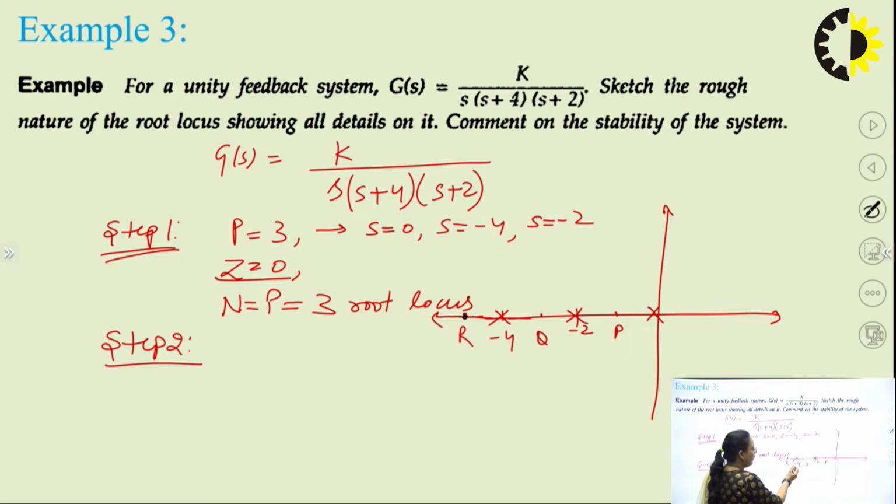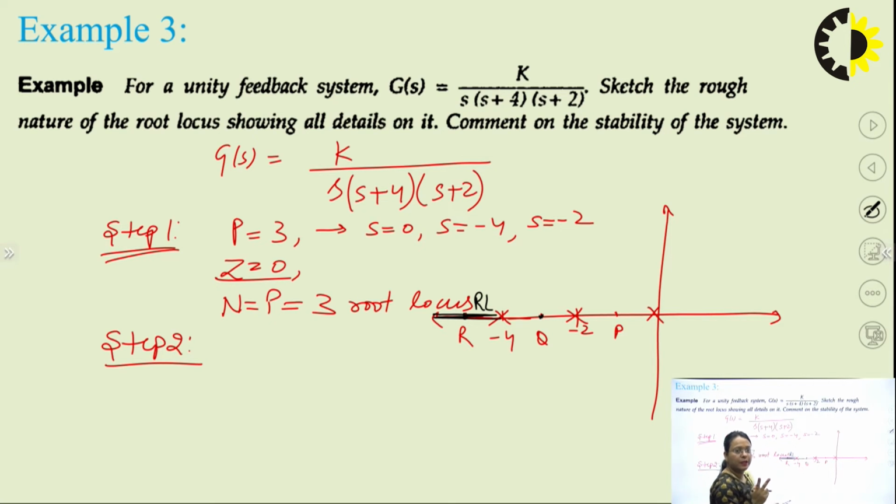Okay, so if I count here 1, 2, 3, I have 3 poles here, so that means this is the region where root locus can lie. So I can write it as RL, and if I see this point Q, when I see the right side, I have 2 poles here only.